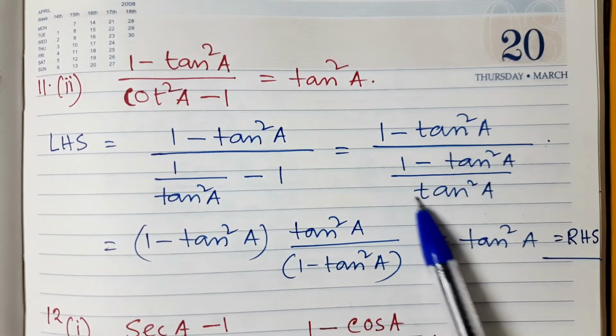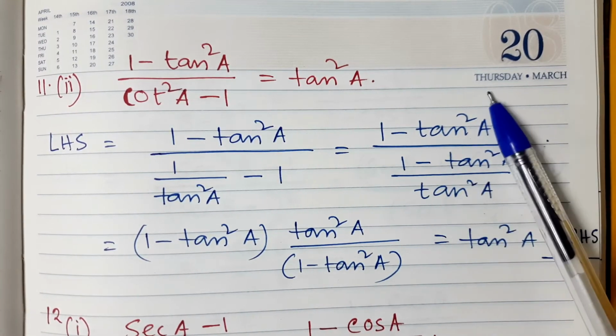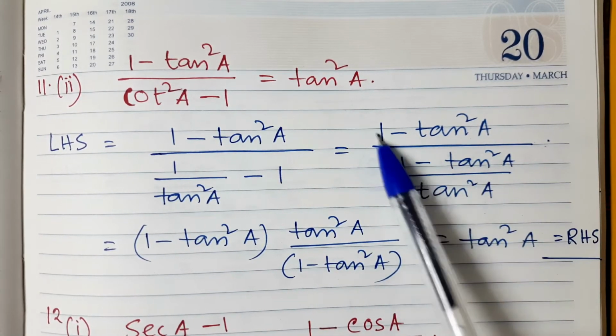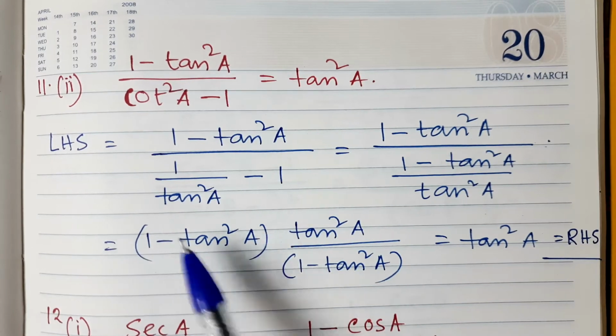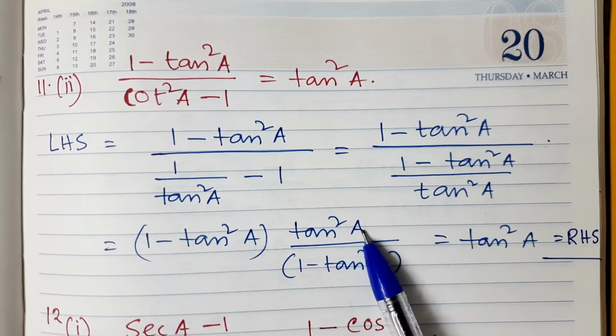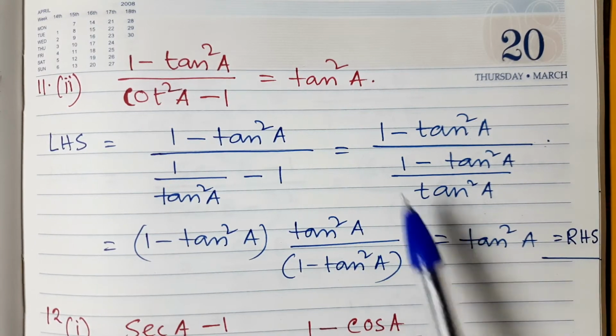Now this denominator will get flipped, isn't it? So tan square A by 1 minus tan square A, and this is the numerator. Now they are same, so they will get cancelled. So only tan square A is present. So that is the required right hand side.